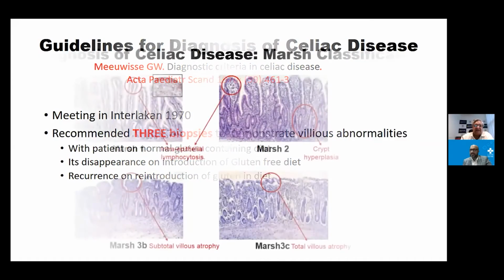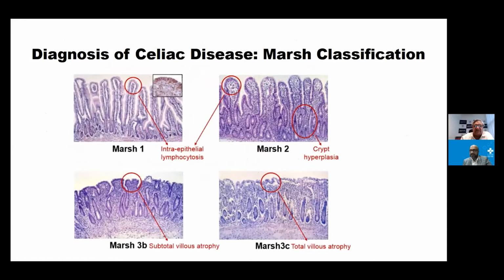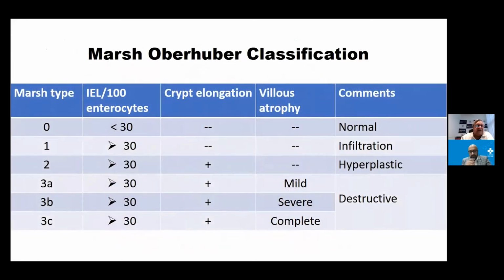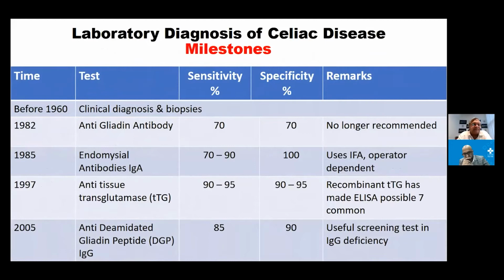In 1970, and Marsh had the classification looking at the villus, the intraepithelial lymphocytes, and the crypts. They had various types: 1, 2, 3A, 3B, 3C. So the milestones in diagnosis were, after this, in 1982, anti-gliadin antibodies became available, but they had low sensitivity and specificity, leading to a large number of unnecessary biopsies being done. And so anti-gliadin antibodies are no longer recommended to be tested.